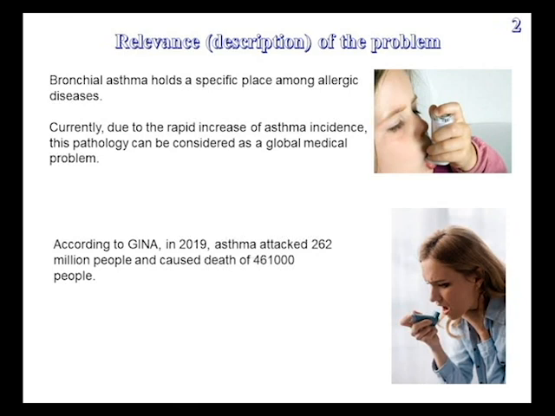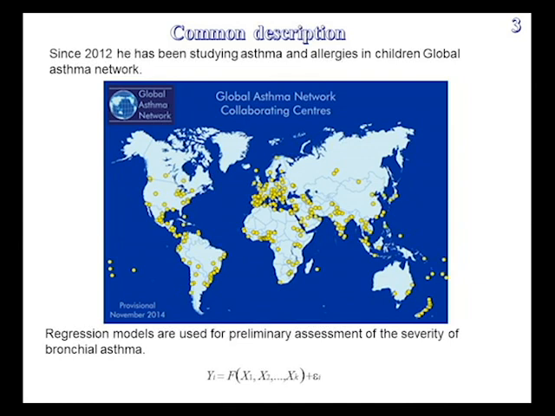However, there is a fairly large category of patients who are characterized by an uncontrolled or severe course of the disease, which confirms the presence of different pathogenetic mechanisms of the onset of bronchial asthma. Studying not only the factors, but also determining their relationship with each other, is an important step in understanding the cause of the disease in each individual case. Regression models are used for preliminary assessment of the severity of bronchial asthma.